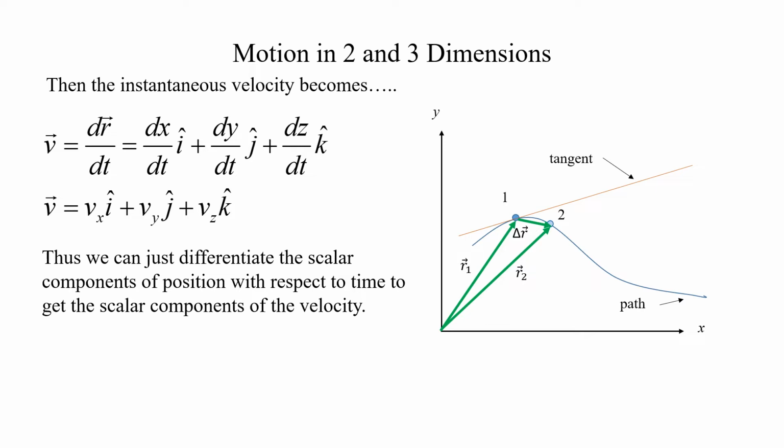The diagram, again, as the particle moves in the xy plane, we see that the velocity vector is tangent to the path. So we have a path in the xy plane. The velocity will be tangent to the path. So the instantaneous velocity is the tangent at any point along the path.